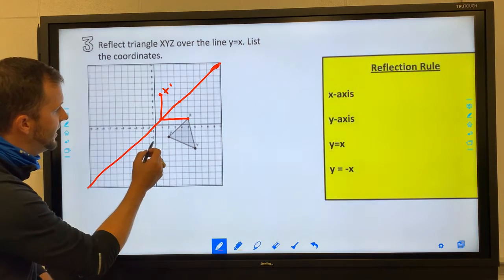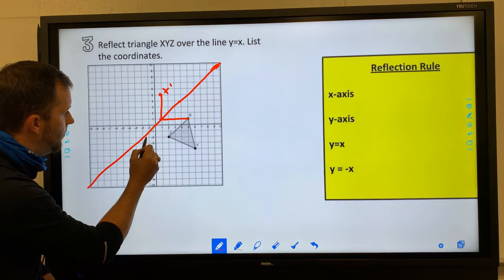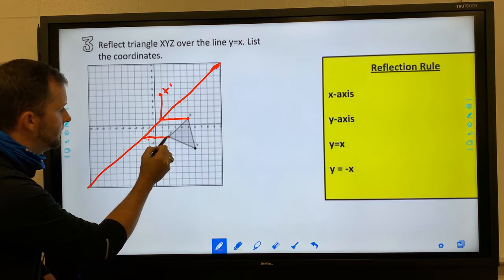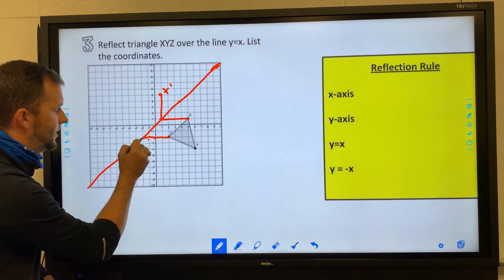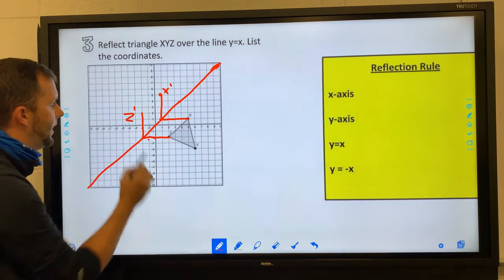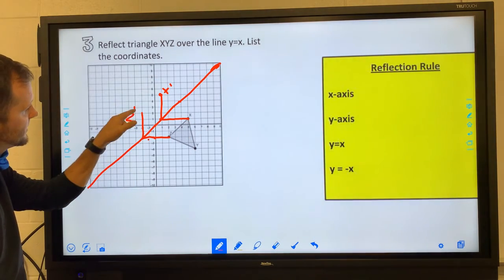So now on Z here, I'm going to count over 1, 2, 3, 4 spaces. So that means now I'm going to count up 1, 2, 3, 4 for Z prime, okay? You can see it's going to flip over and stick right there.